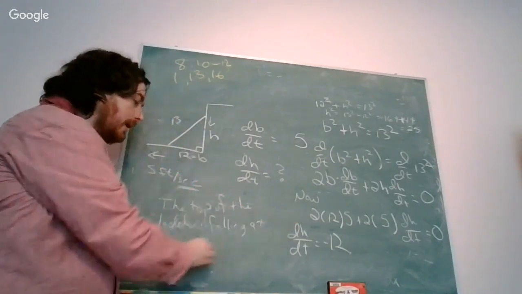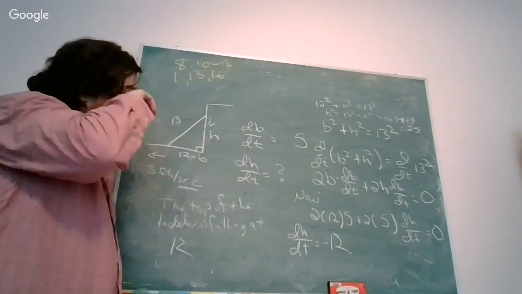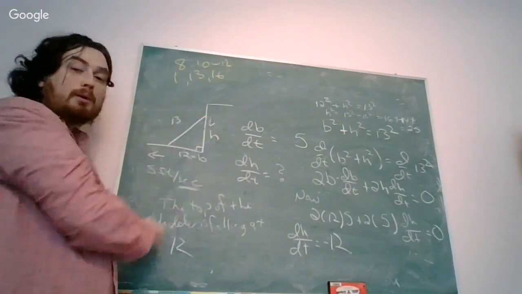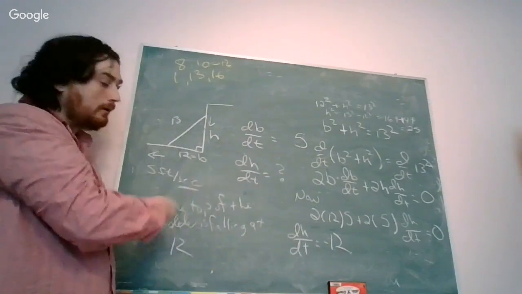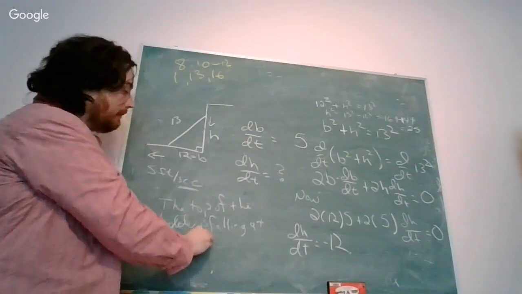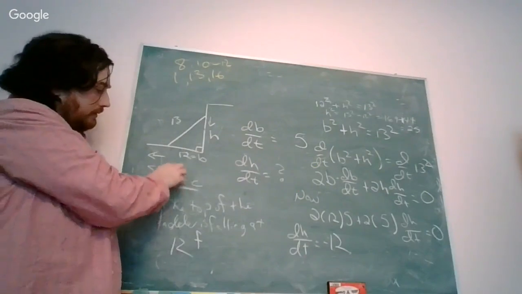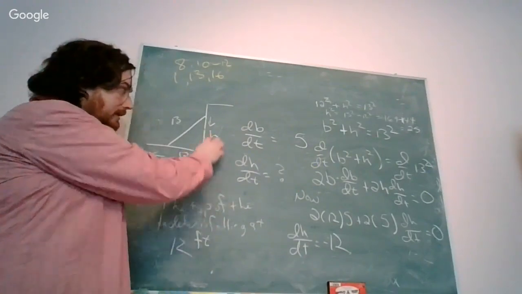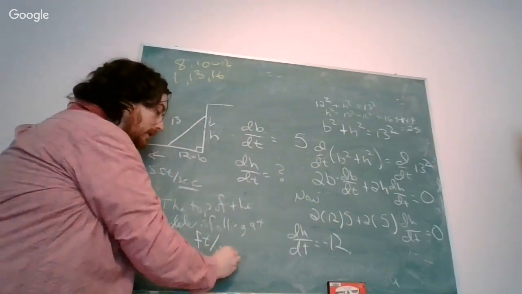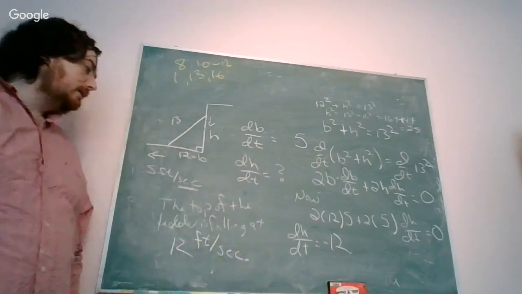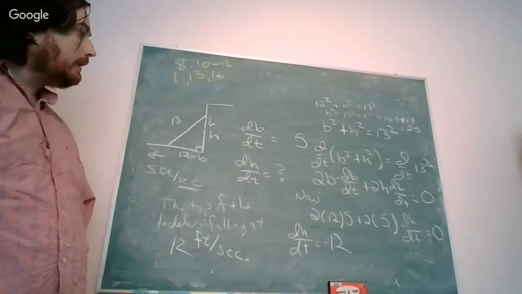and then, so we have 12 here. Notice the negative means it's getting smaller. We imply that by saying falling. So it's falling at 12. And then the units are going to be whatever the units were here. So length is in feet, so h is feet, per time is seconds. So the top of the ladder is falling at 12 feet per second.